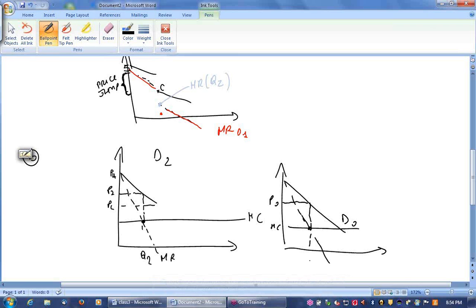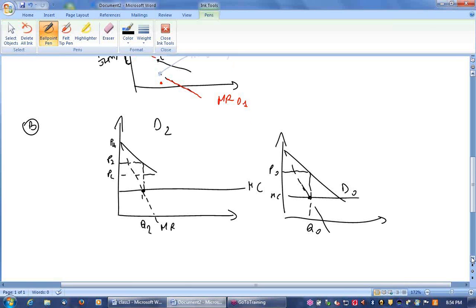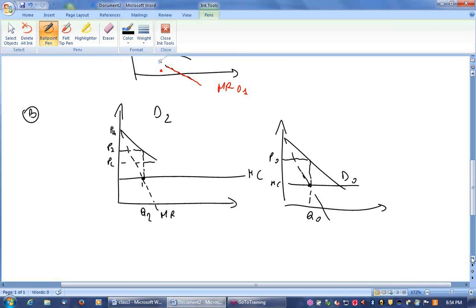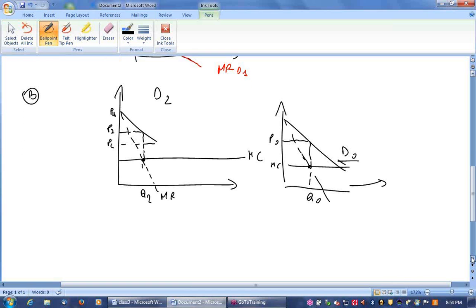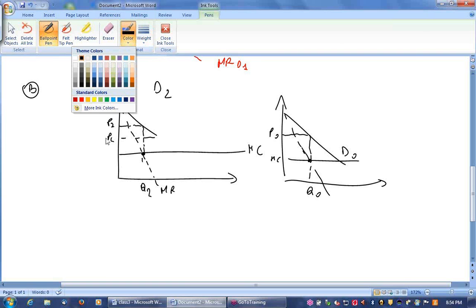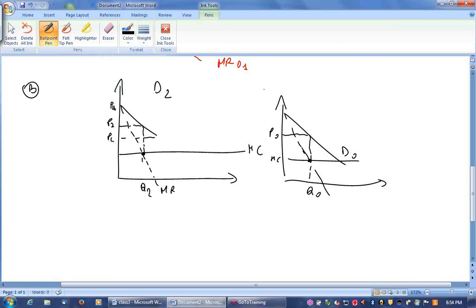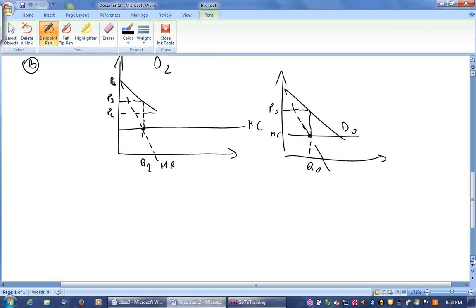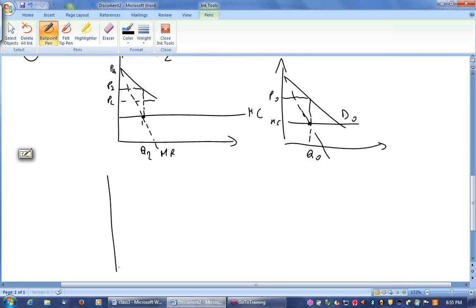So if we consider the two graphs separate, we can't compare them. So my trick is to overdraw on the initial demand curve, then a new graph for demand curve 2, so that you can compare the two prices, okay? So I start from the graph for D0.